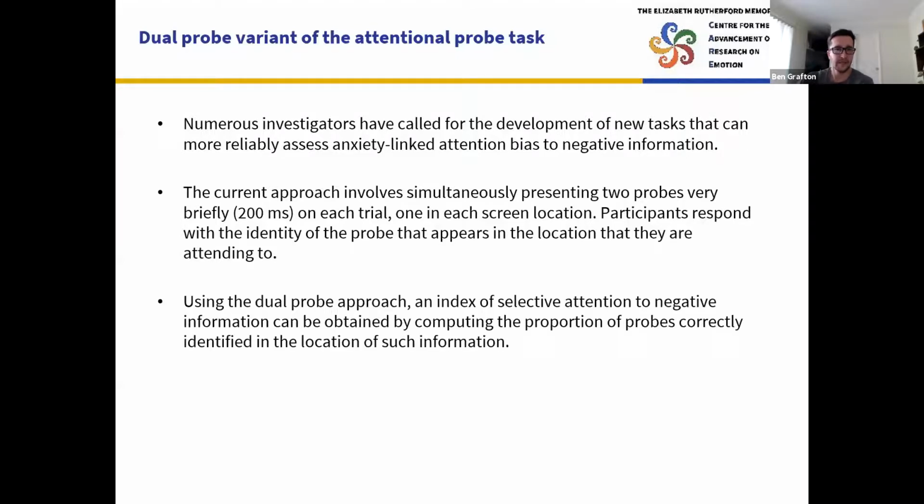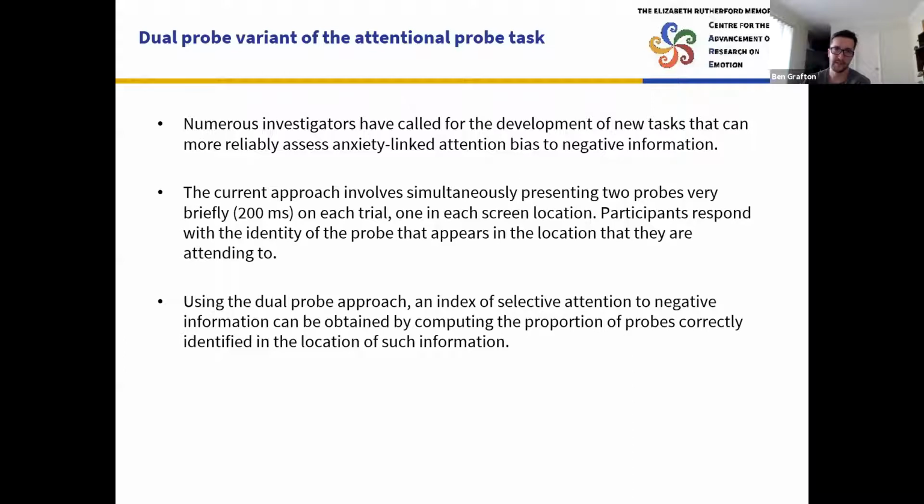Anyway, using this dual probe approach, we can get an index of selective attention to negative information simply by computing the proportion of correctly identified probes that appear in the location of whatever information you're interested in. In this case, it's the proportion of probes in the location of negative information out of the total number of probes responded to.